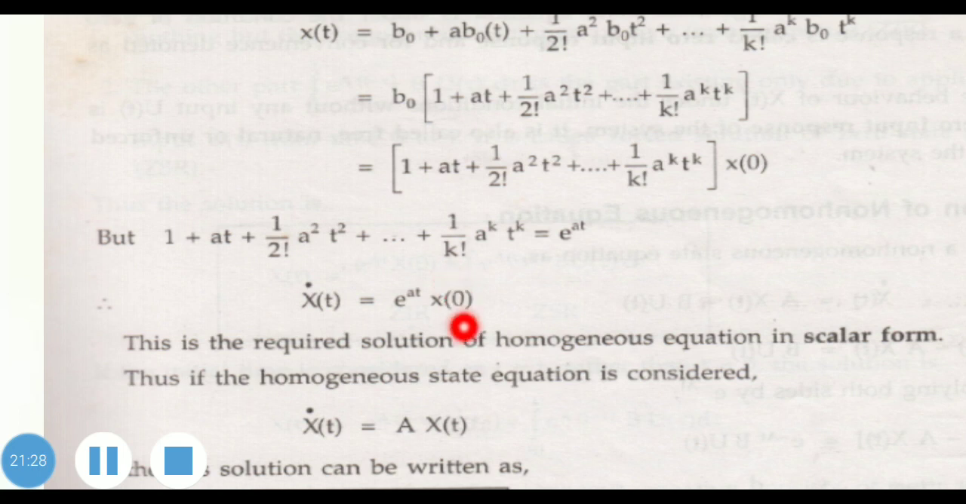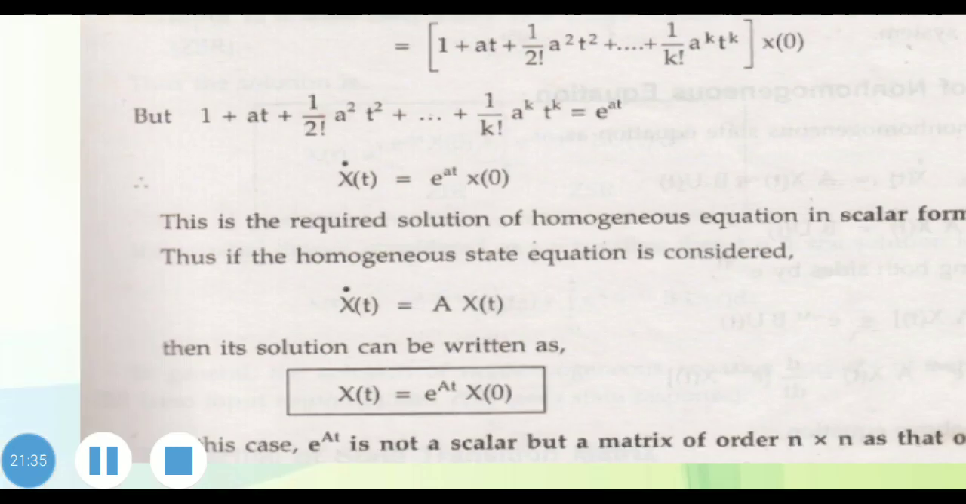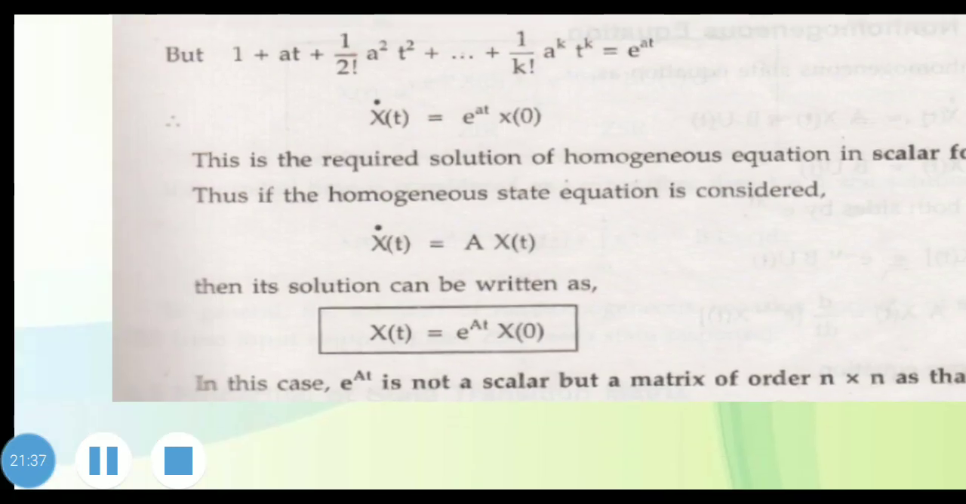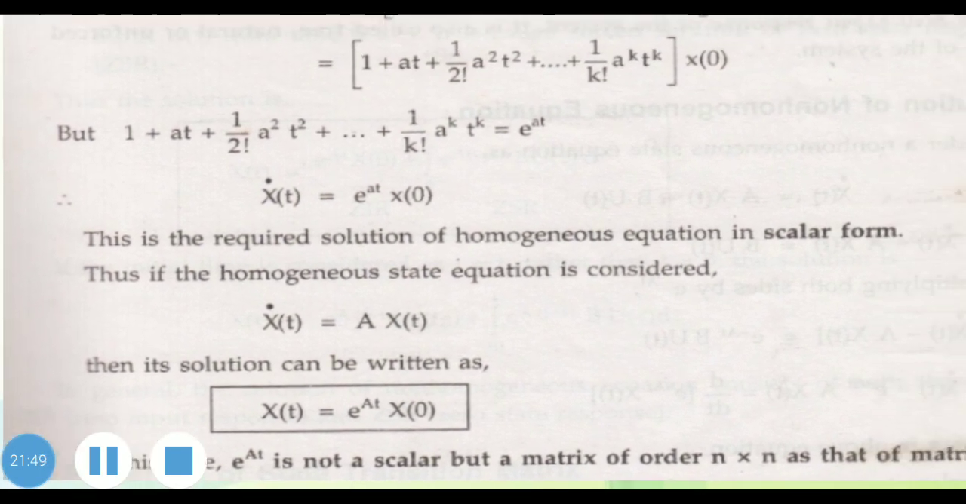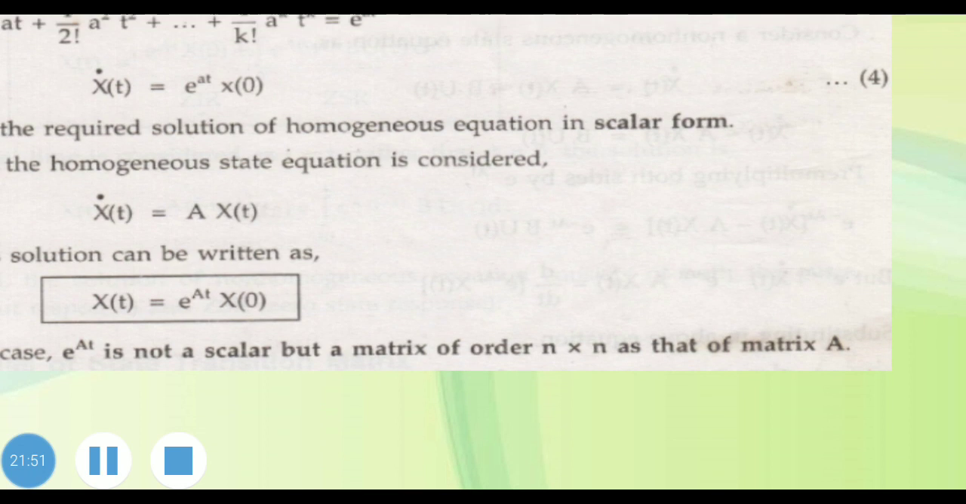So if the homogeneous state equation is considered, which is x dot is equal to A x of t, then its solution can be written as x of t is equal to e raised to At x of 0. In this case, e raised to At is not a scalar but a matrix of order n into n, the same as that of matrix A.